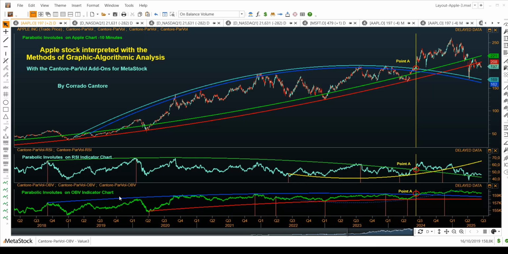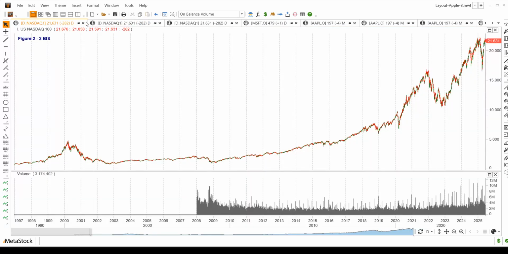and the OBV indicator. Following this video, we will see how it is possible and also quite simple to trace these curves with the use of the add-ons I created for MetaStock. Meanwhile, let's see what parabolic involutes are and how they are easily traceable on MetaStock. To this end, we are opening Power Console and the NASDAQ 100 Daily Index chart.